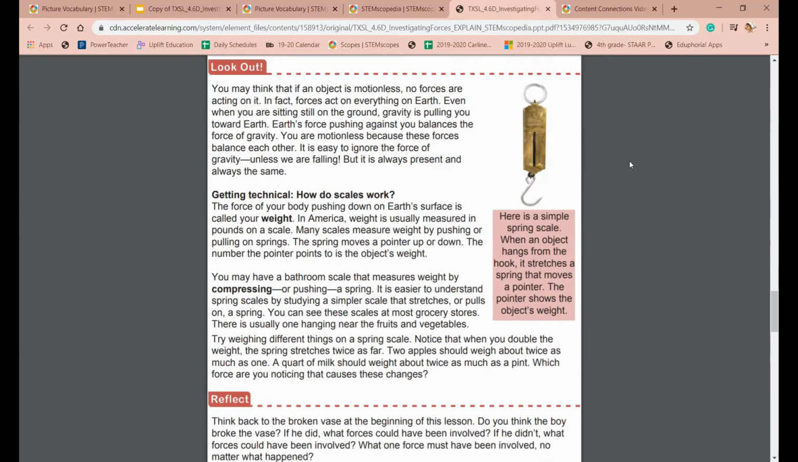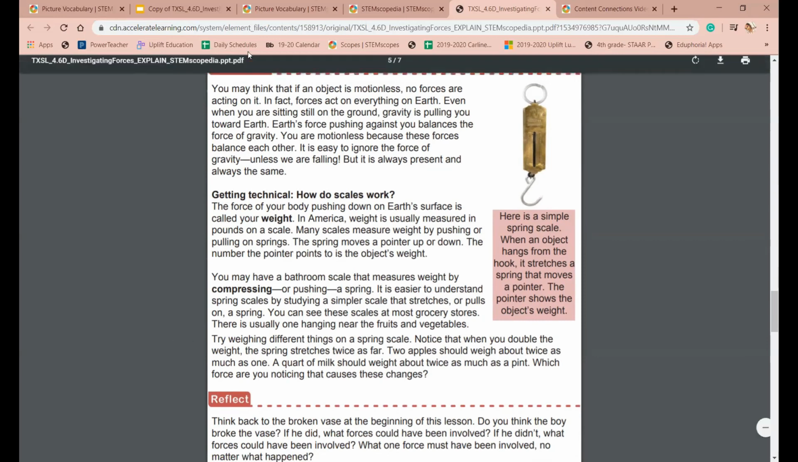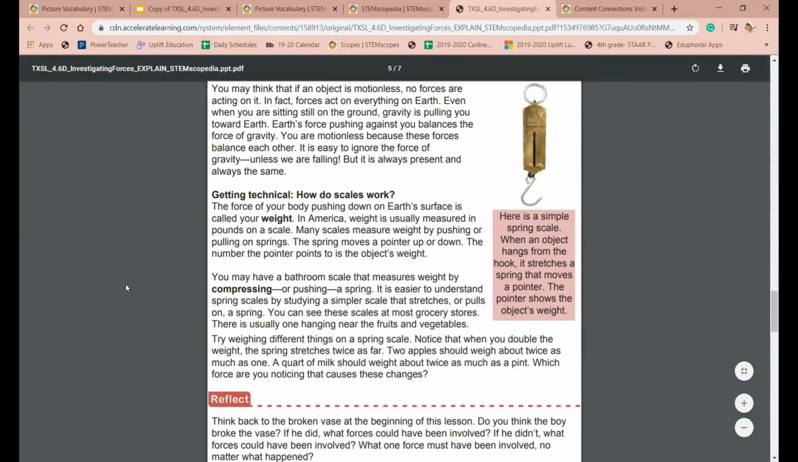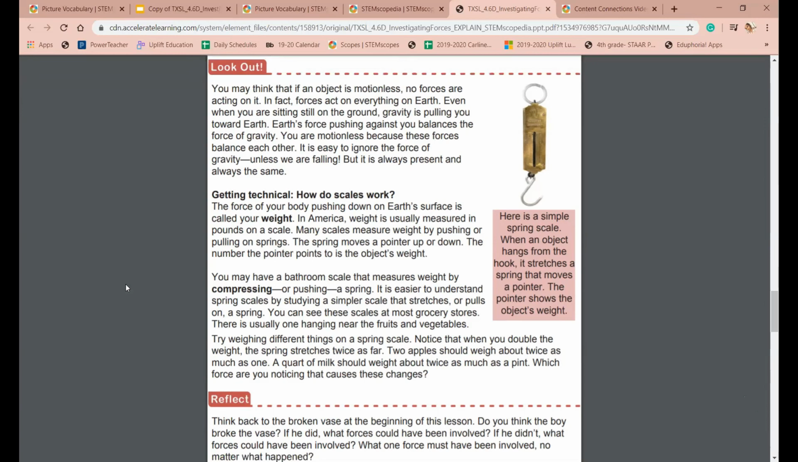So if you want to dive even deeper into it, they have a scale activity right here. And I'm going to read through it for you, okay? The force of your body pushing down on Earth's surface is called your weight. In America, weight is usually measured in pounds on a scale. Many scales measure weight by pushing or pulling on springs. The spring moves a pointer up or down. The number the pointer points to is the object's weight.